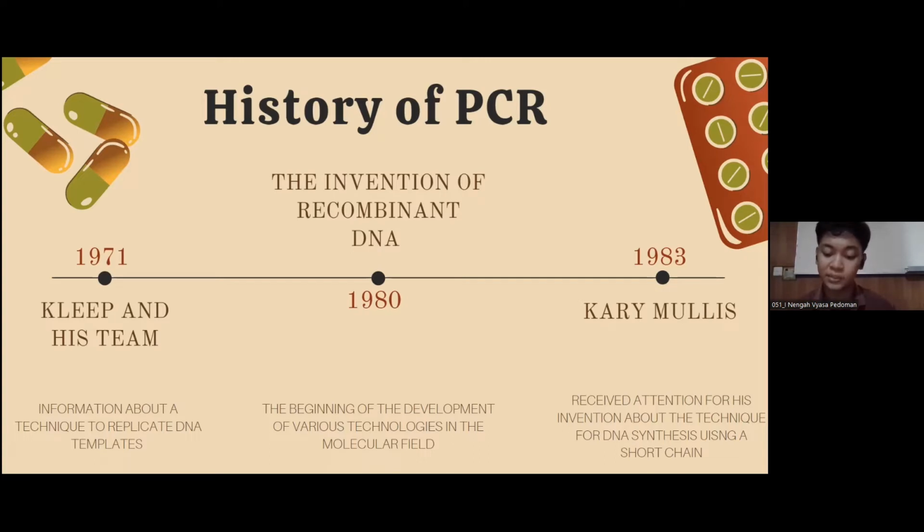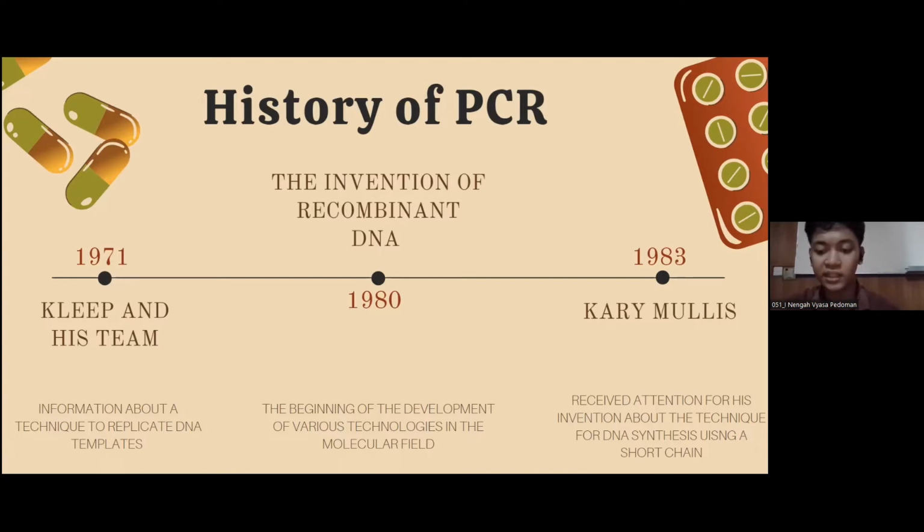One possibility is that if a small DNA sample can be amplified in vitro, it can become a large stock of DNA. This natural DNA amplification system led to the development of the polymerase chain reaction, or PCR, technique, and made it possible to produce pure DNA in large quantities. In 1971, Kleppe and his team wrote a journal containing information about a technique that used enzymatic technology to replicate DNA templates. And in 1983, Mullis, who was working for Cetus Corporation, determined to develop a technique for DNA synthesis using short chains, which was initially derived from the PCR technique.